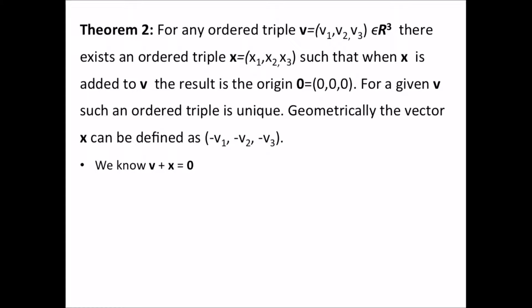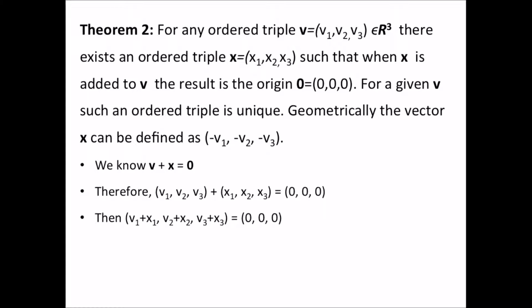We start by knowing that point v plus point x equals the origin, as given from the theorem above. We can break this into the coordinates and see that v1, v2, v3 plus x1, x2, x3 equals 0, 0, 0.